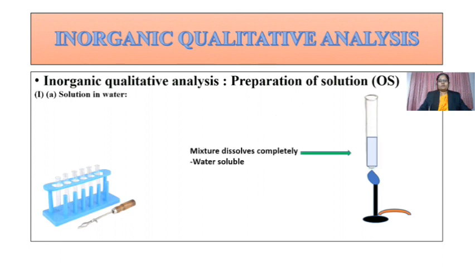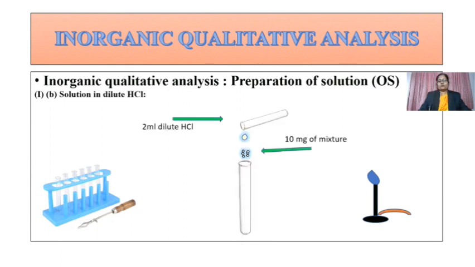After boiling, if the mixture is completely soluble, then the components of the mixture are completely water soluble. In such a case, the aqueous solution of the mixture is used to detect the basic radicals. Next to that, the preparation of solution in dilute HCl.